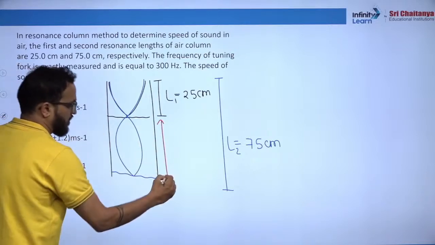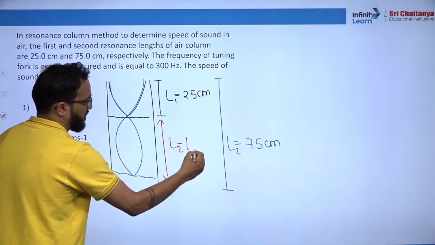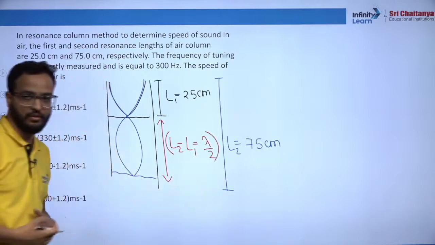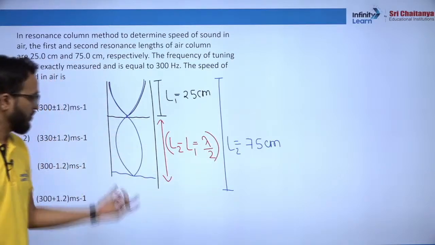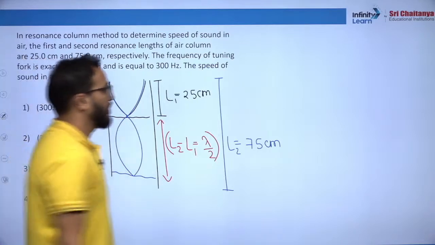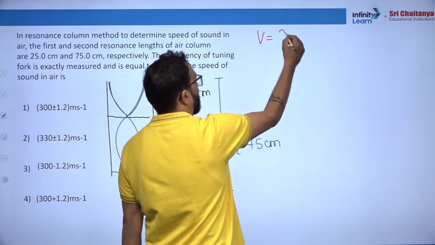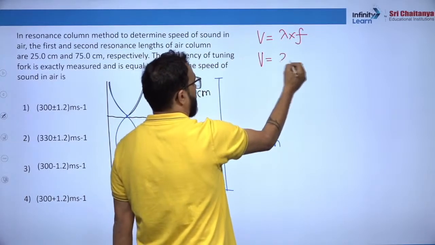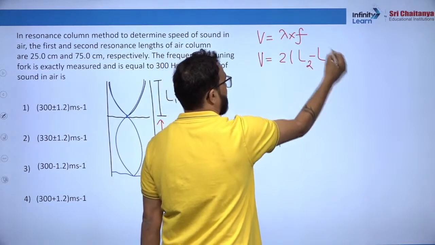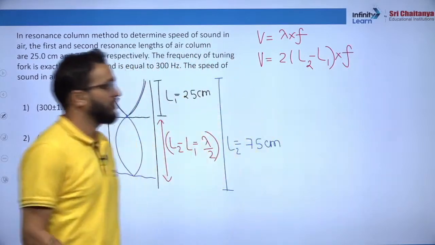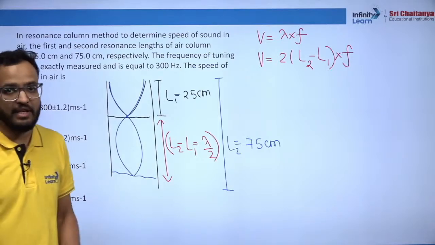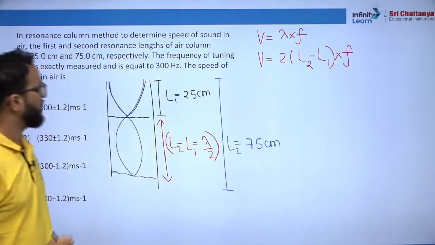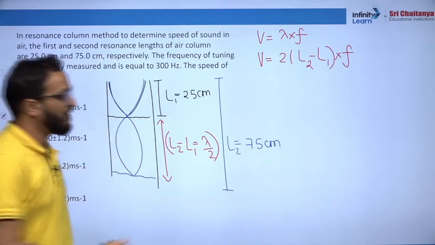Now what is this gap here? You will say, sir, this gap is L2 minus L1, which must be equal to lambda by 2. Yes or no? This gap must be equal to lambda by 2, right? This is half of the wave. Now, what is speed? Speed is lambda into frequency. So what is lambda? 2 times L2 minus L1 into frequency. Is it clear? Now, we want to find out what is the speed. So speed can be clearly found out. You can put the values here.